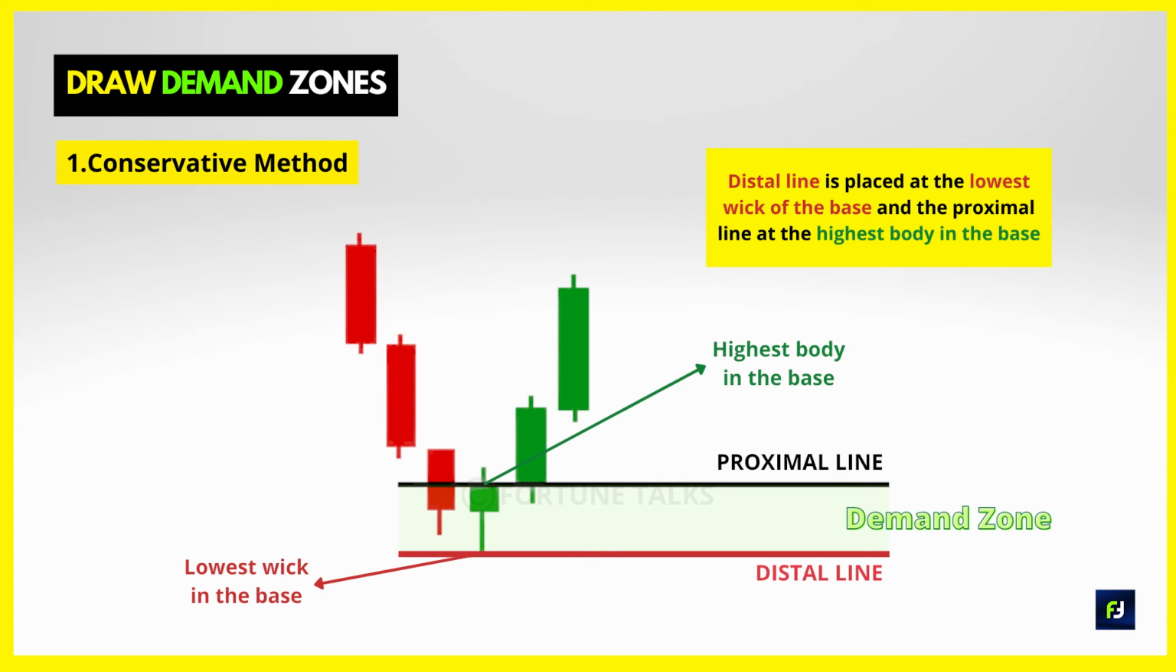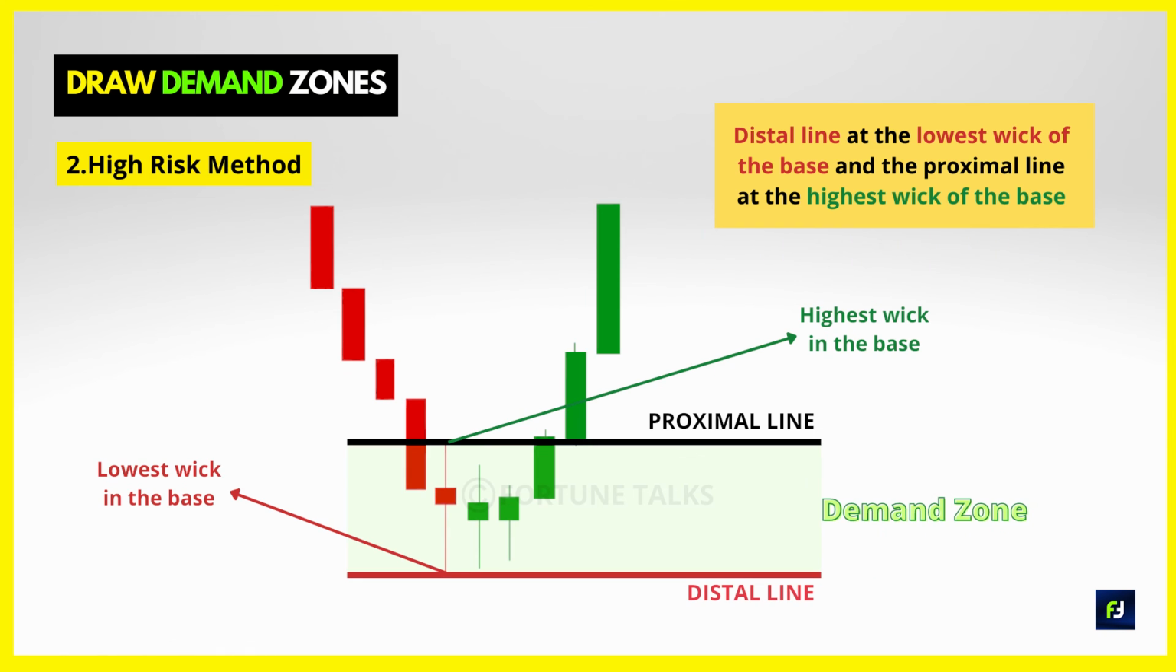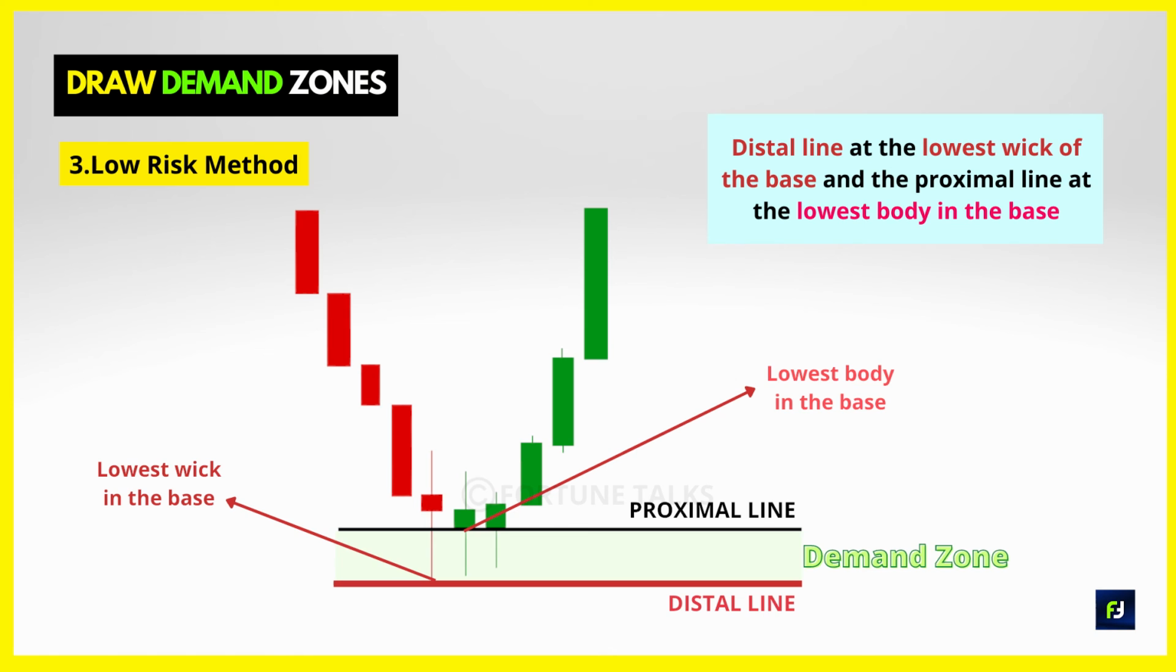In the conservative method, the distal line is placed at the lowest wick of the base and the proximal line is placed at the highest body in the basing structure. In the high risk method, the distal line is placed at the lowest wick of the base while the proximal line is placed at the highest wick of the basing structure. And finally, in the low risk method, the distal line as usual is placed at the lowest wick of the base while the proximal line is placed at the lowest body in the basing structure.